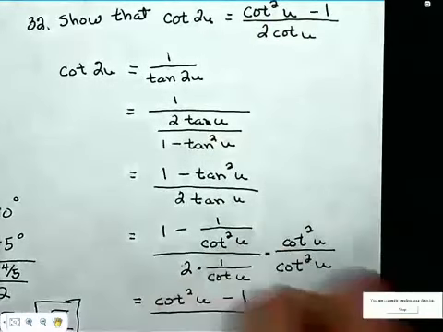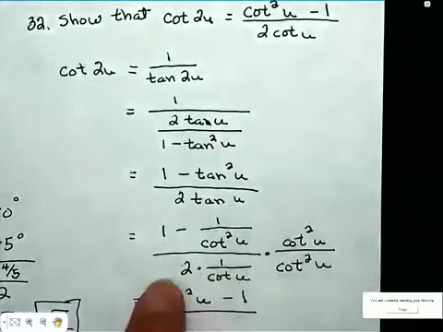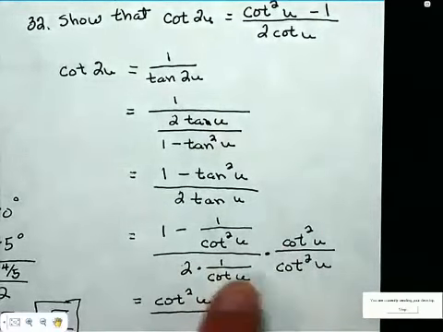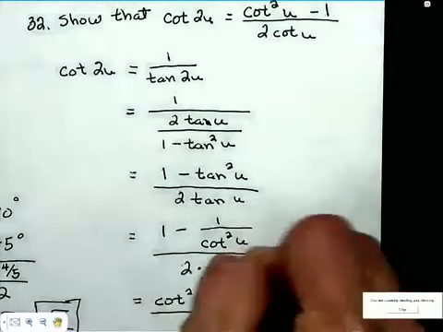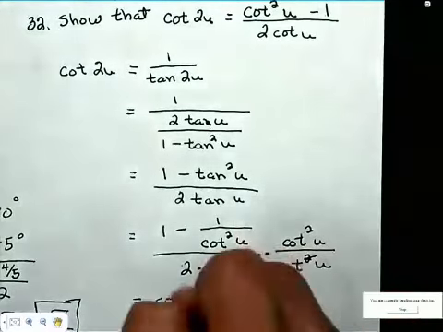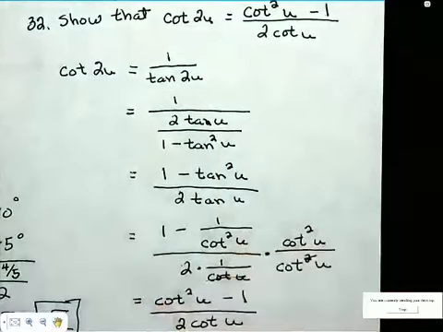In the denominator, 2 times 1 over cotangent times cotangent squared. One of the cotangents would cancel and just leave you 2 cotangent u, and that's the denominator I wanted.